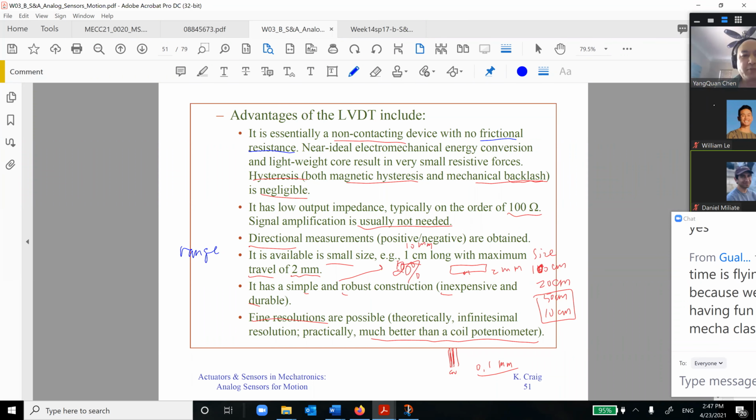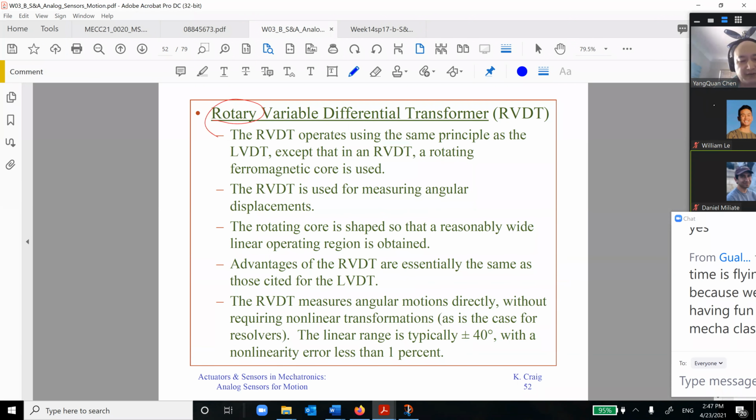If you have a centimeter long, then the travel is about 2 millimeters. So it's a really small displacement, and it's very ruggedized. It's very robust, inexpensive, durable, and the resolution is usually very high, like 0.1 millimeter level. So that is for a linear LVDT.